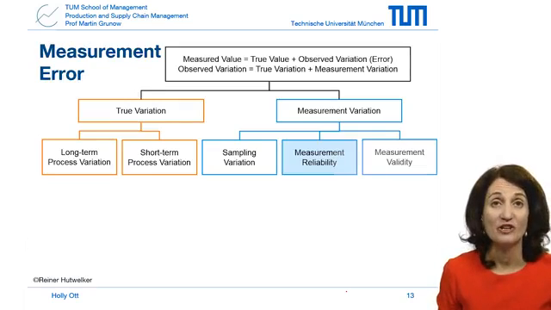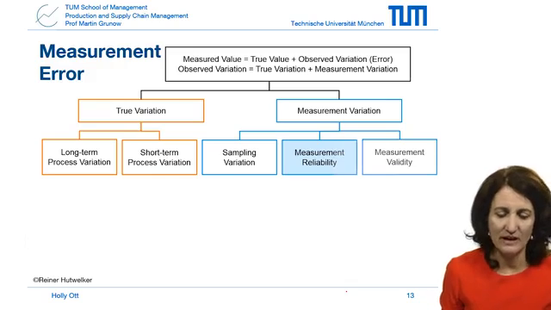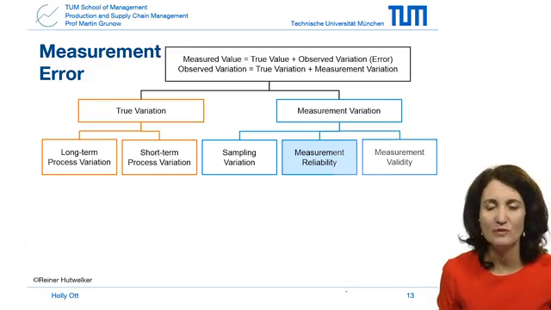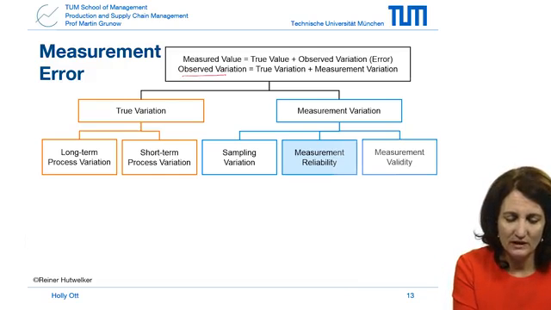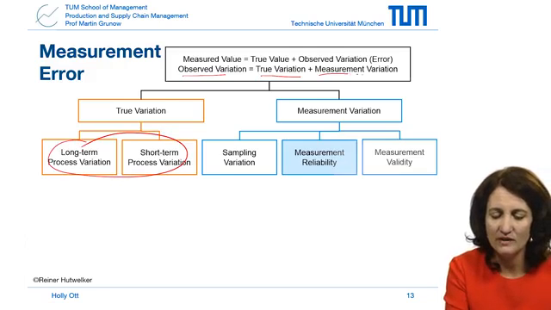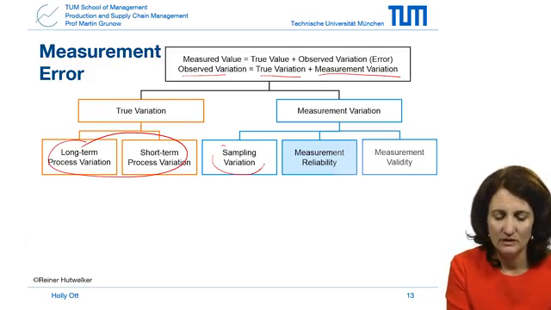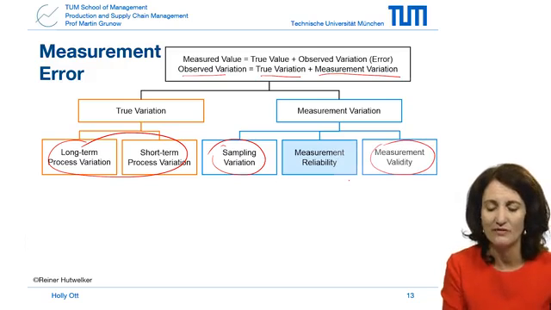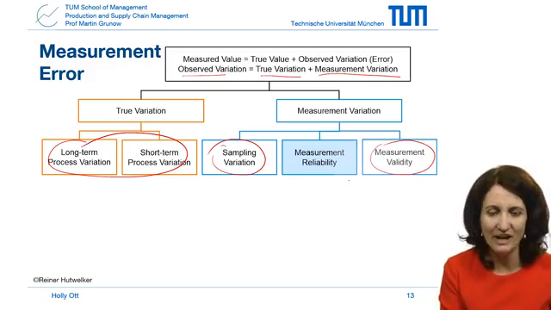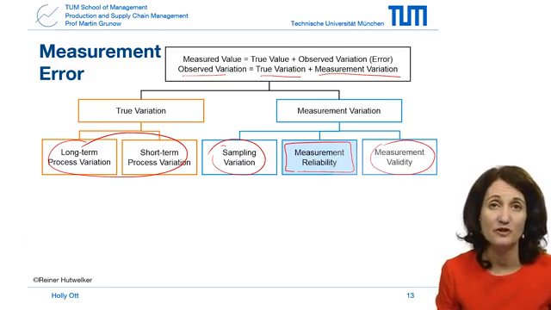So going back to our chart, to summarize, the measured value is going to be equal to the true value plus some kind of observed variation. This observed variation is made up of true variation, process variation, and then variation due to the measurement. This can be due to errors, sampling variation, for example. It can be due to the fact that your measurement is not really valid, and it can be due then to reliability problems in your measurement.